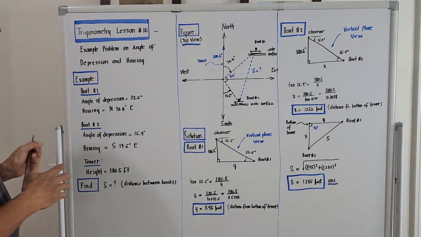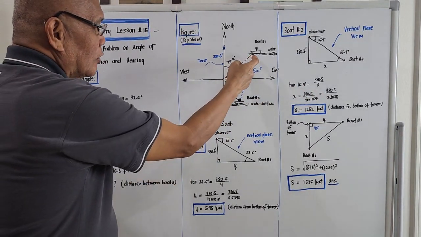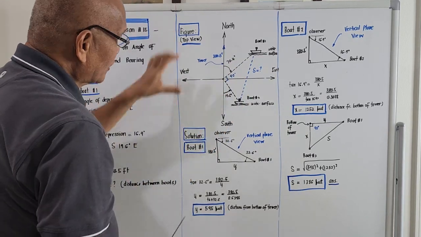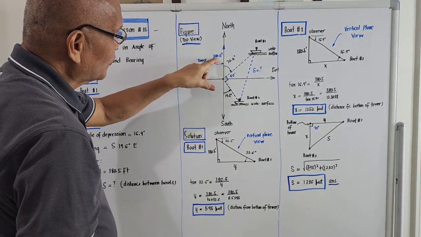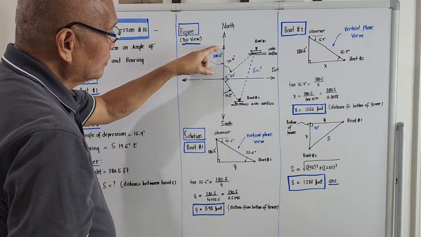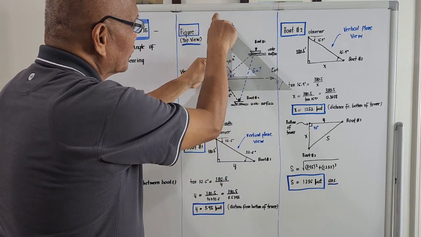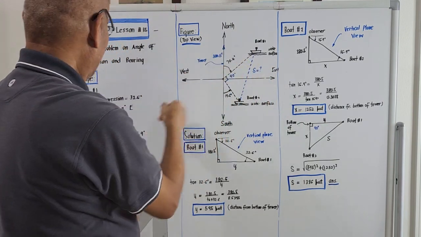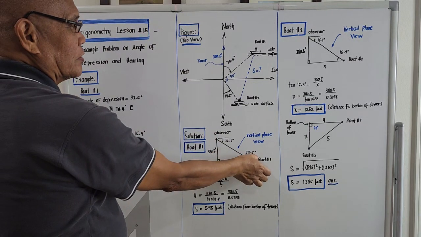So we are given a boat. It's in the water surface. And the angle of depression of this boat, we are given a tower. The tower is this one here. The height of this tower is 380.5 feet. And from the top of this tower, it was determined that the angle of depression with respect to the horizontal going down is how much? 32.6 degrees. This is 32.6 degrees.